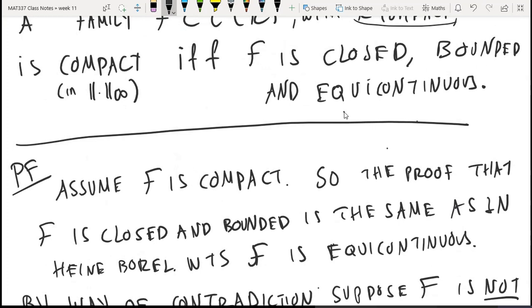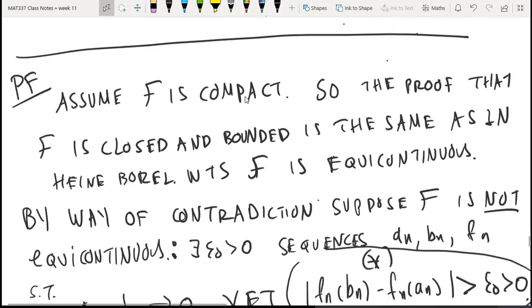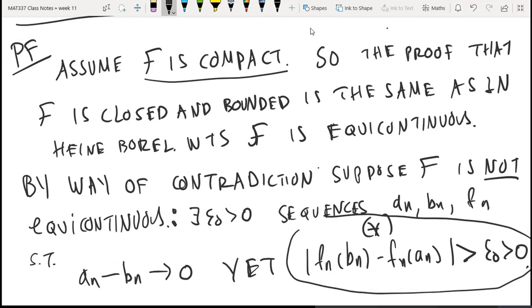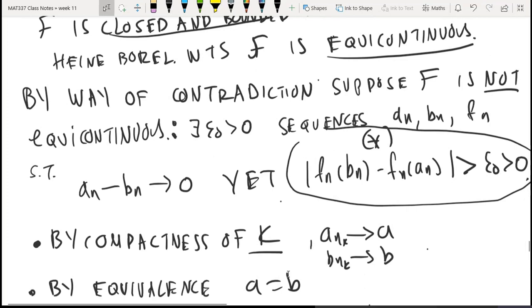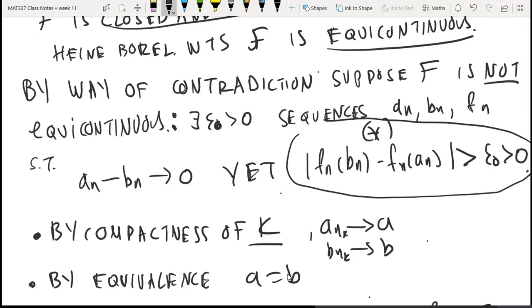So we're proving Arzela-Ascoli, and we're doing the easy direction. Relatively easy. I'm not saying it's easy. So you assume F is compact, and we want to prove closed and bounded and equicontinuous. Closed and bounded, you can see the Heine-Borel proof. It's identical. Now, suppose F is not equicontinuous. As we said in the previous theorem, it means that there are some equivalent sequences so that their images are not equivalent.